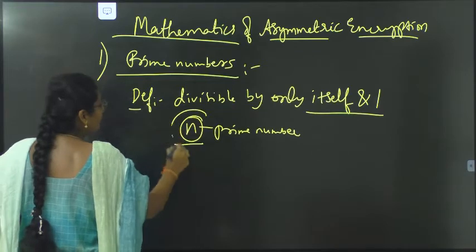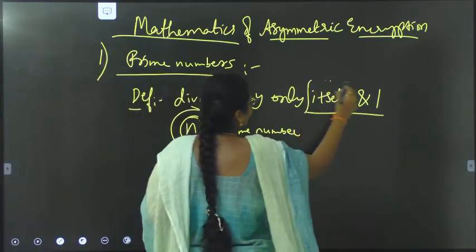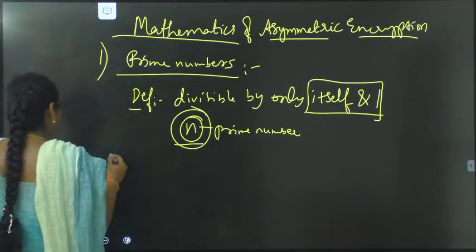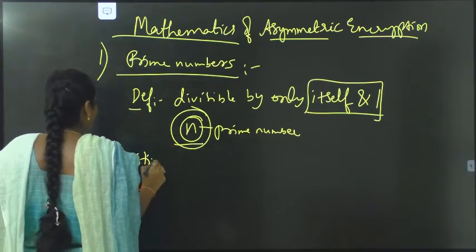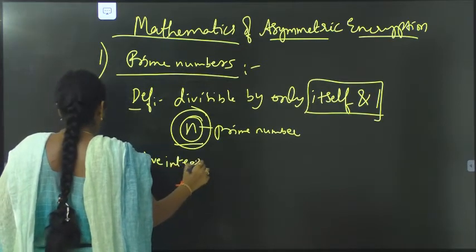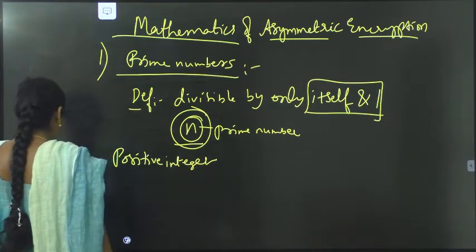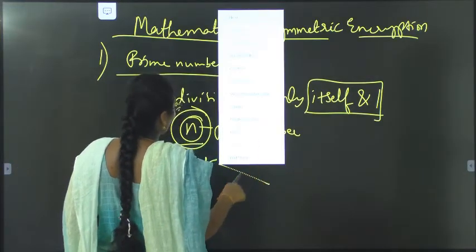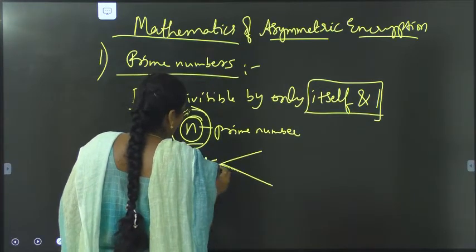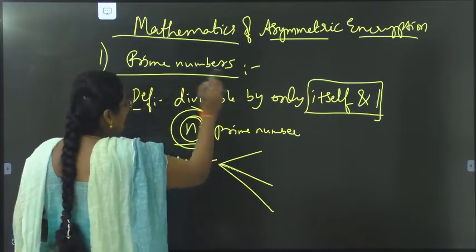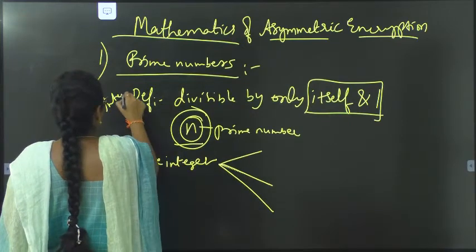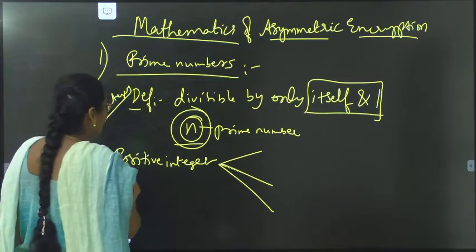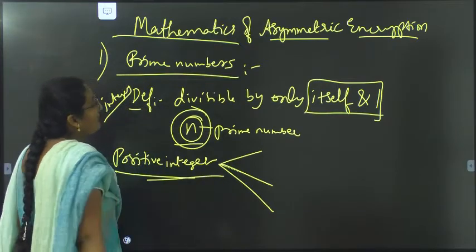A number n should be a prime number if it is divisible by itself and 1. Now, any positive integer can be divided into 3 groups: exactly 1 divisor, 2 divisors, and more than 2 divisors. So if you have positive integers, or any numbers in this world, all of them can be divided into 3 groups.